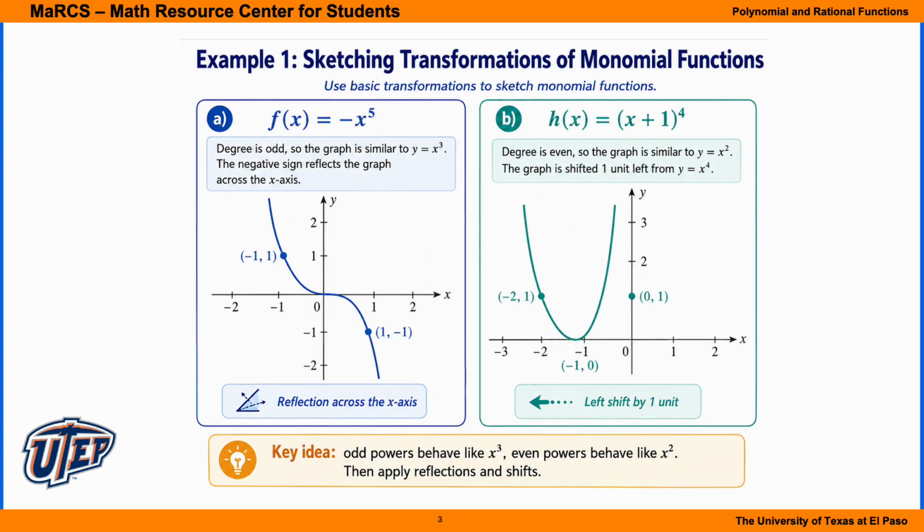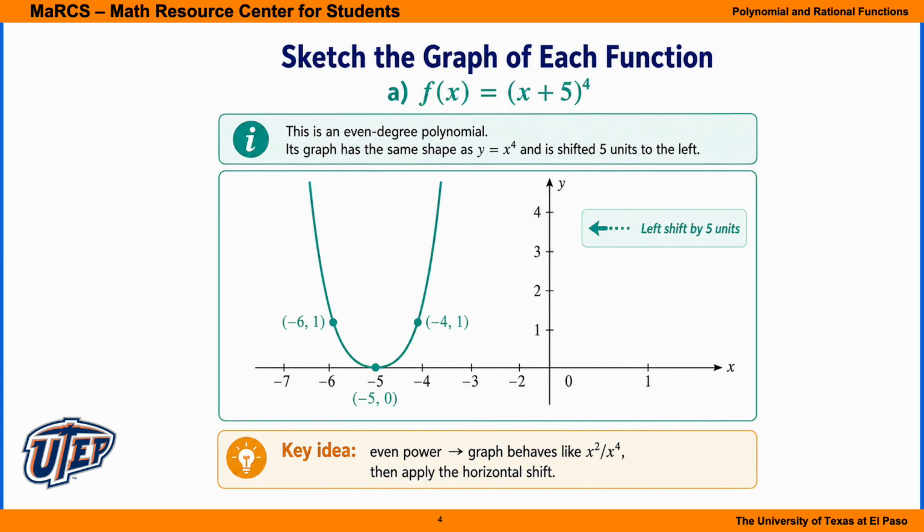So here's another example, f of x is equal to (x plus 5) to the power of 4. We see that we have an even degree, so the graph will behave like x squared, or x to the power of 4. And we see that we have a plus 5 on the inside of the parentheses, so that is a horizontal shift. We'll be moving 5 units to the left.